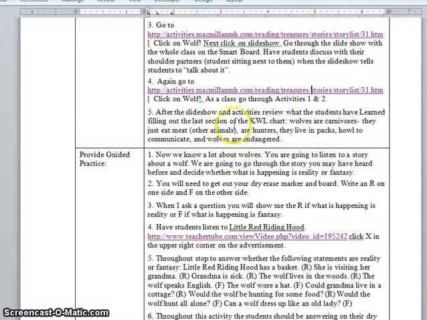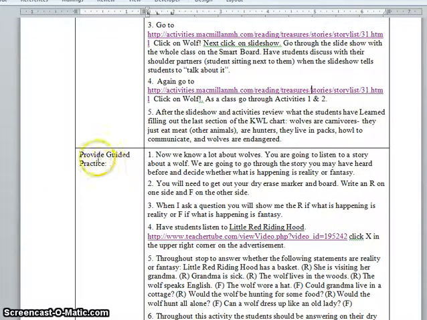After the slideshow and activities are done, you're going to fill out the Learn section of the KWL chart. This will reflect what the students have learned about wolves and what they now know is really true about wolves, giving them that reality piece of what wolves really like to do and how they live.